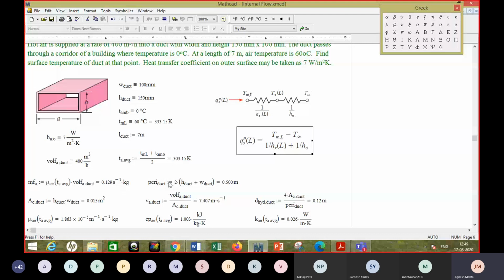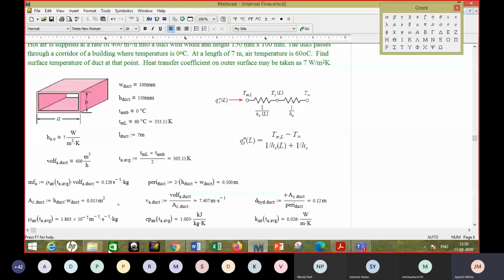Because we will have to use hydraulic diameter, you need to find the perimeter. The perimeter is calculated, which comes out to be 0.5 meters. The cross-sectional area of the duct is the width times the height. It comes out to be 0.015 meters square. Using that, you can find the velocity of air, volume flow rate divided by the cross-sectional area. Hydraulic diameter is calculated as 4 times the area divided by the wetted perimeter. So that is 0.12 meter.